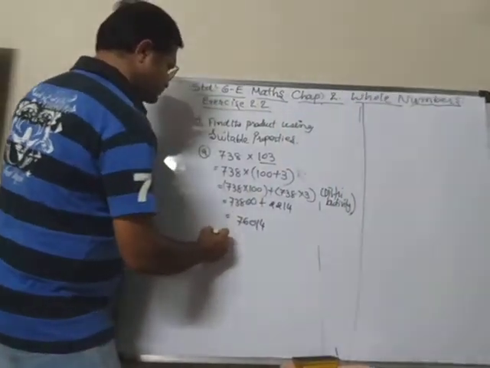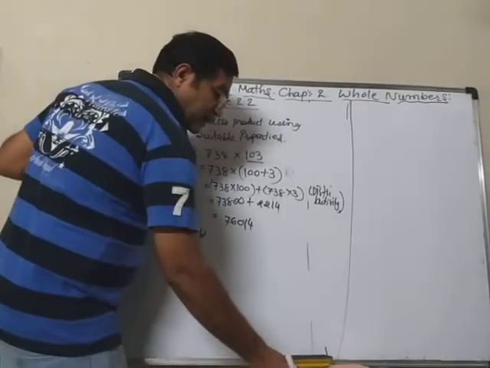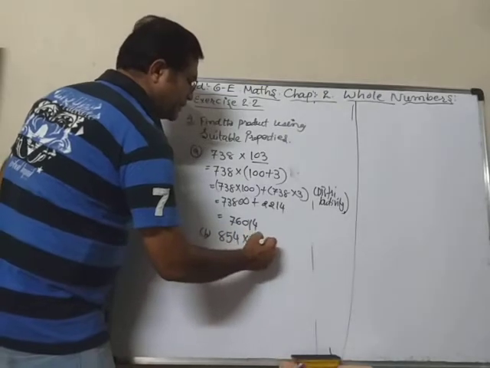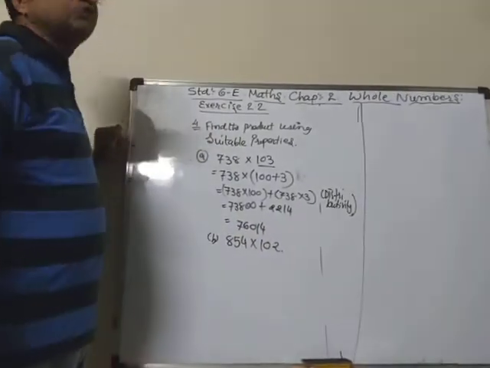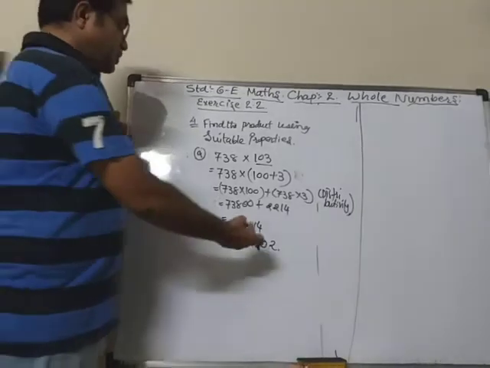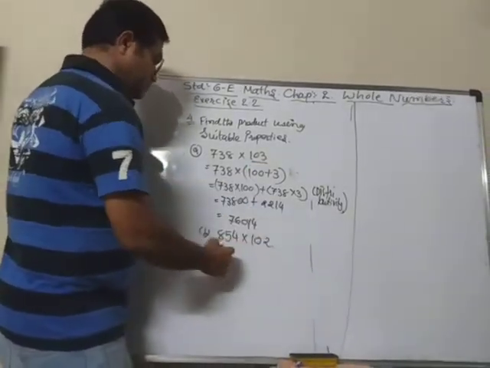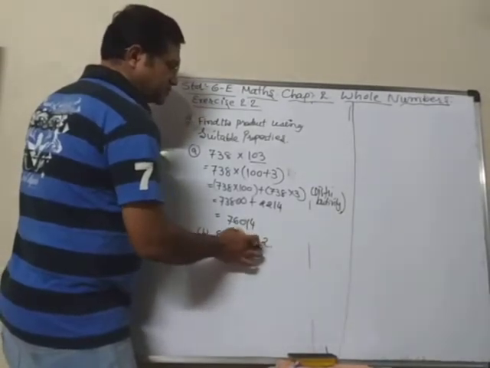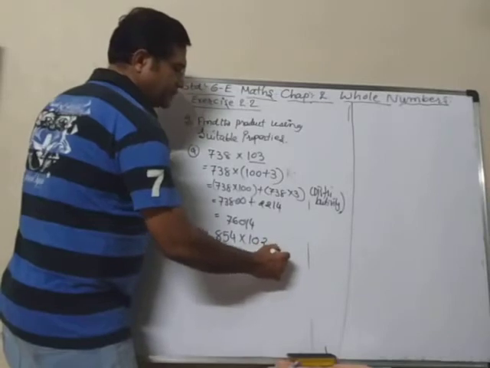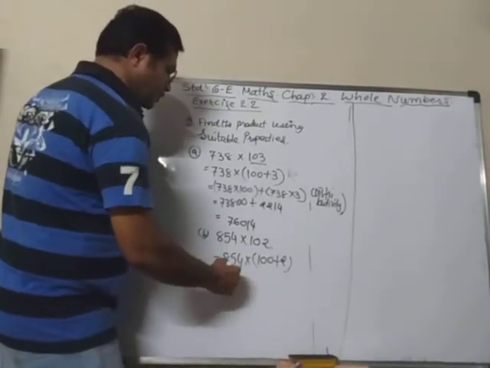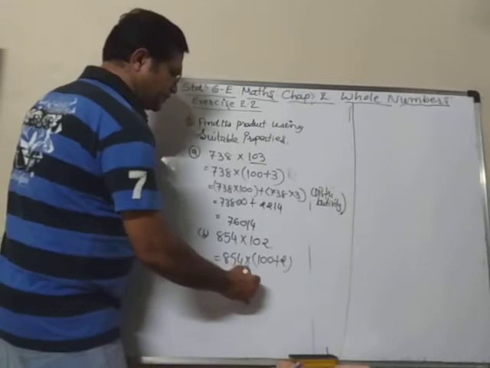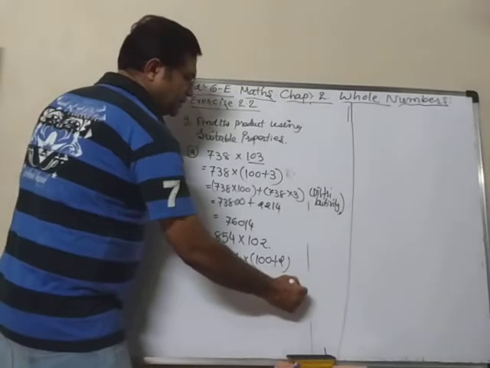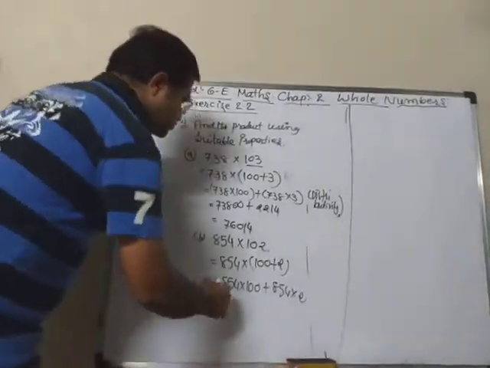Take the second one. The second one is 854 multiplied by 102. So here also, same as this, we have to split it, 100 plus 2. So now also 854 multiplied by 100 plus 854 multiplied by 2.